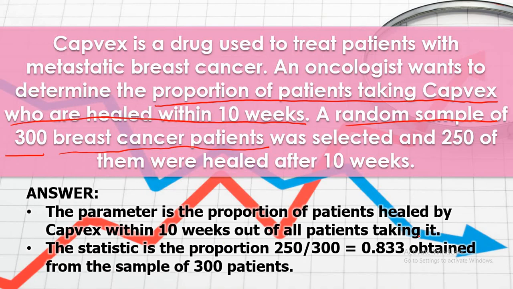Now, what is the numerical description? A while ago, we had percent. And aside from that, we also have the mean or average. In this case, we cannot see mean, average, or percent, but we can see a proportion. Proportion is a numerical description, if you can still remember what proportion is. Proportion is simply like a ratio. Now, in statistics, it will be the proportion, which is 250 out of 300. Simplifying that, we'll get 0.833 obtained from the sample of 300 patients. So, this is our parameter and statistic.